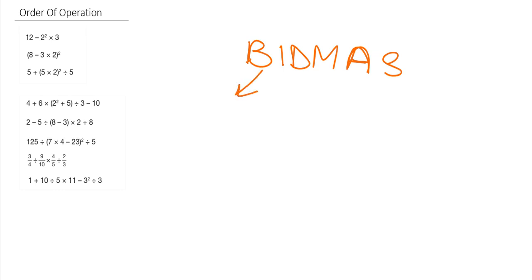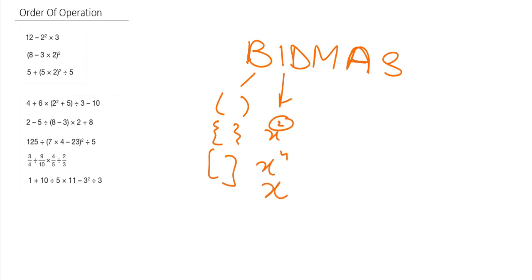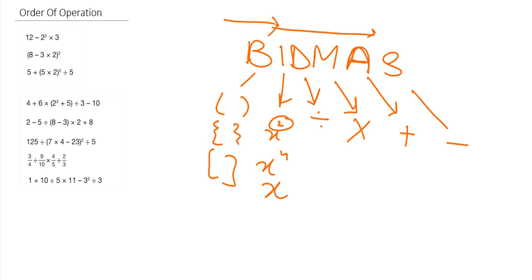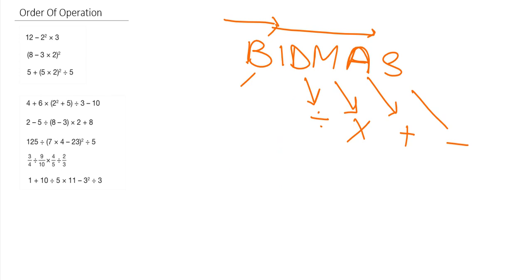Like by BIDMAS. This is for brackets. Let me write this. Brackets, indexes, that's the part of the square value. The powered values are in indexes. Then division, then times to multiply, addition, and then subtraction. We have to look forward to these methods and keep this arrangement of doing the operations.